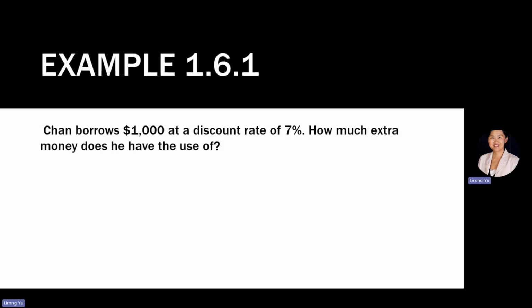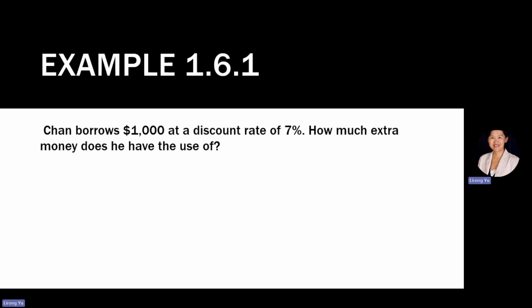Let's see. Maybe a numerical example makes more sense. Suppose the person borrowed $1,000 at a discount rate of 7%. 1,000 times 7% is $70. How much extra money does he have? He's borrowing $1,000, but he has to pay the discount immediately, right after he gets that $1,000.